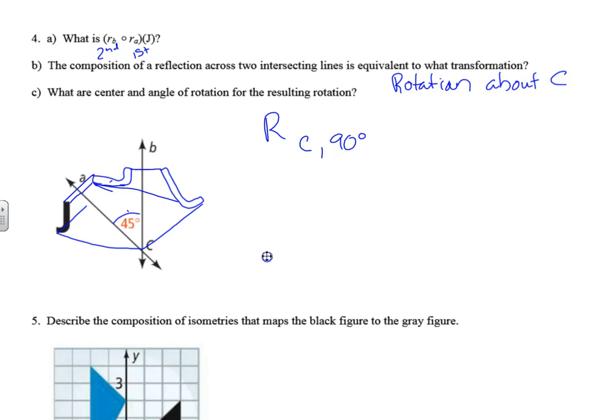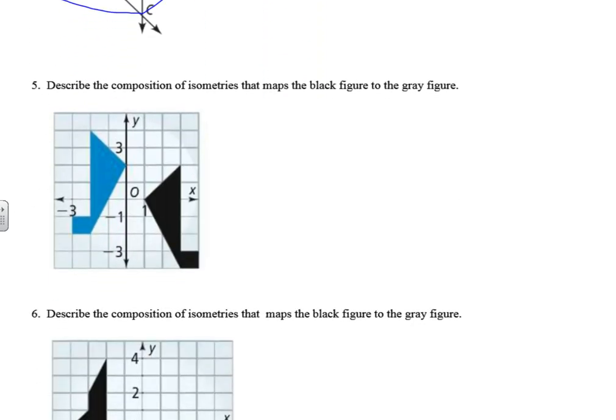So you can kind of clearly see that my drawing is horrible, but we've got the right components that we have there for that. And I would imagine that many of you could draw that much better than I am. Okay, so we want to describe now the composition of isometries that maps the black figure to the gray figure. Okay, so when it says a composition, we're thinking, okay, there has to be more than one.